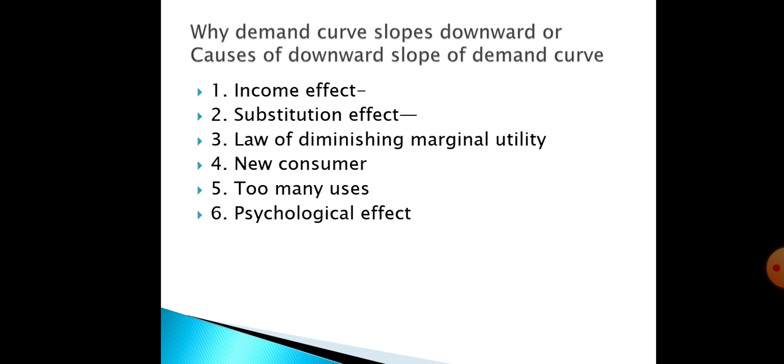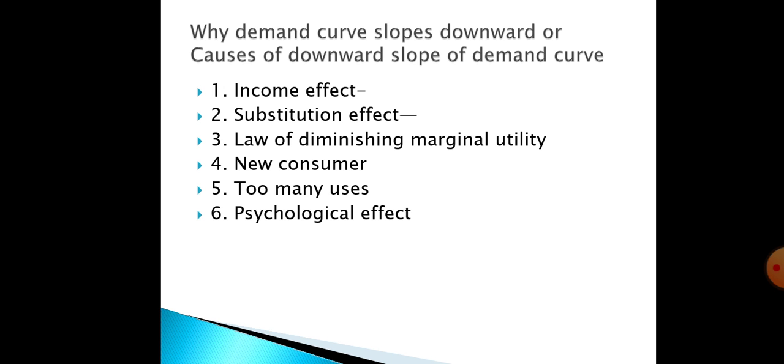Changes in number of buyers or new uses. Every commodity has its own buyers, but the number of buyers increases with the fall in prices because some buyers who were unable to buy the commodity at higher prices are now able to buy the same. Similarly, when the price increases, the number of buyers diminishes because some buyers who were buying the commodity earlier at lower prices are now unable to buy the same at higher prices. Therefore, demand increases with an increase in number of buyers due to fall in price and decreases with fall in number of buyers due to rise in price.